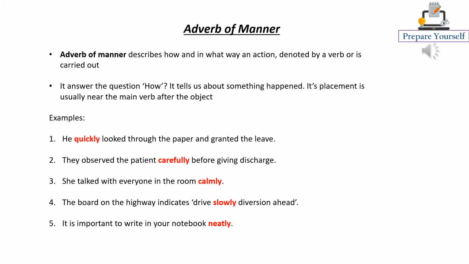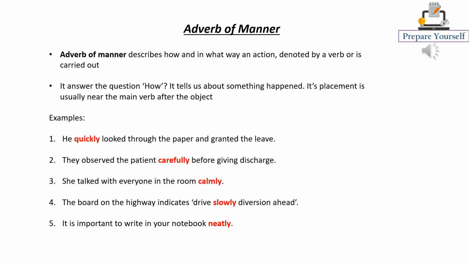Adverb of manner. An adverb of manner describes how and in what way the action denoted by a verb is carried out. It answers the question how in the sentence. It tells us about some things happening. Its placement is usually near the main verb or an object. It shows that the placement of the adverb of manner is usually somewhere around the main verb or an object.